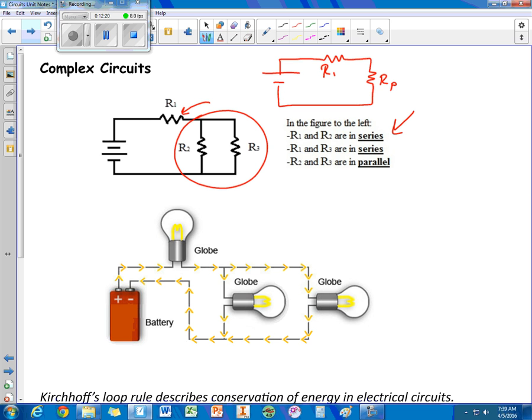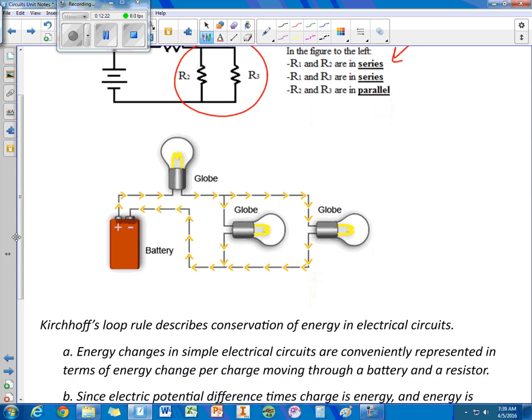If I were to take a look at light bulbs, I can replace these with light bulbs such as this. Some questions I may ask you is like, which light bulb would be brighter? And really it comes down to power. Whichever one has the greatest power will be the brightest one.